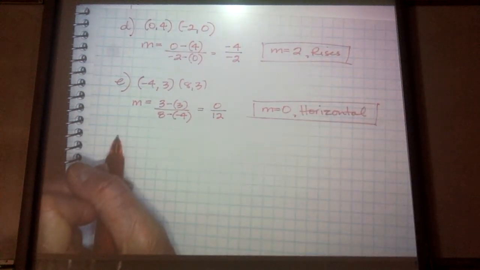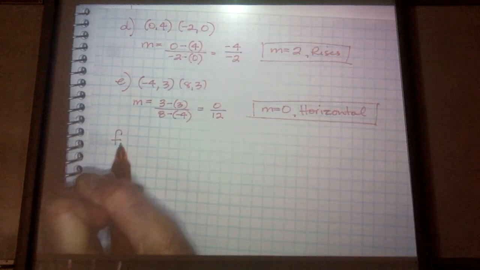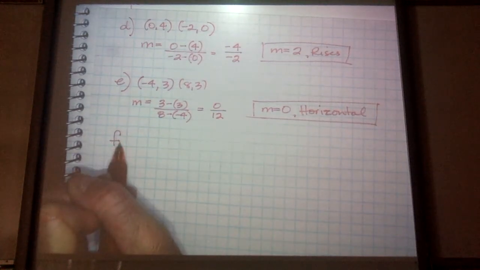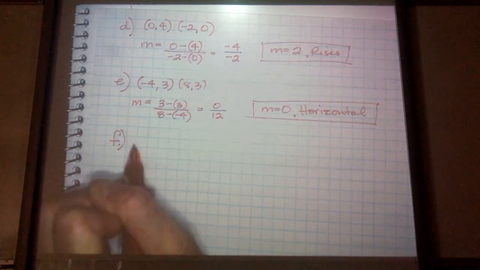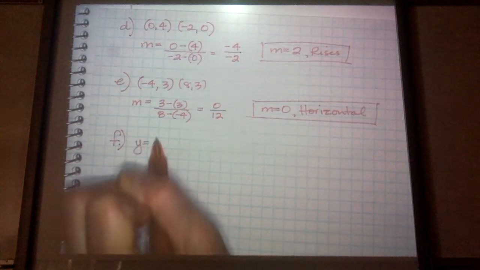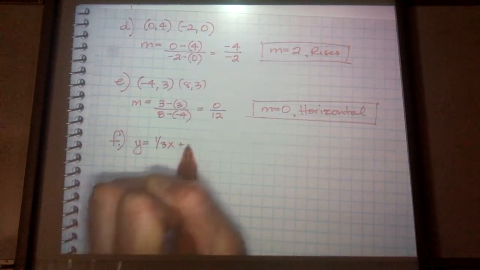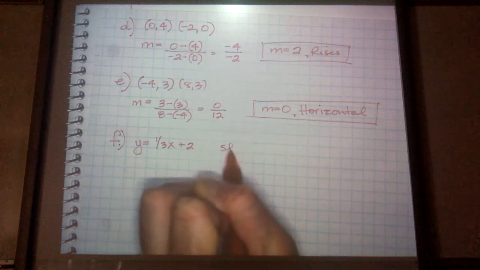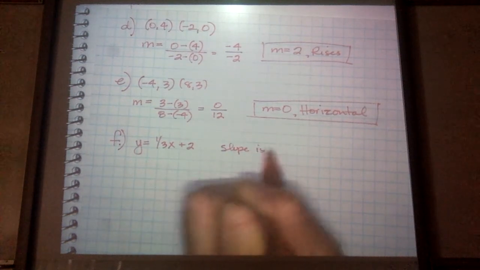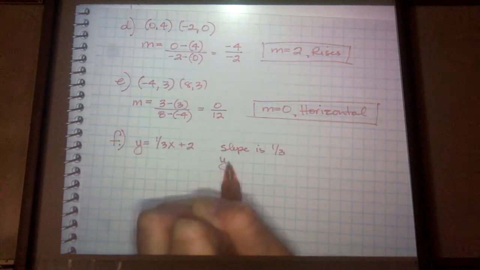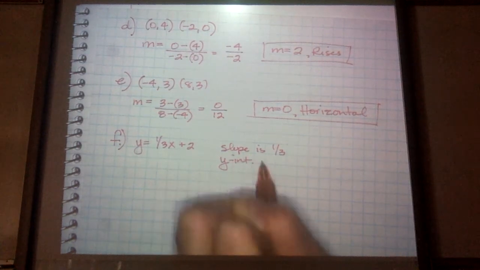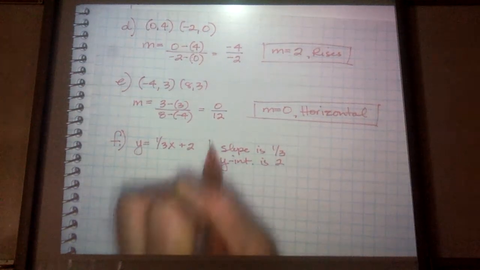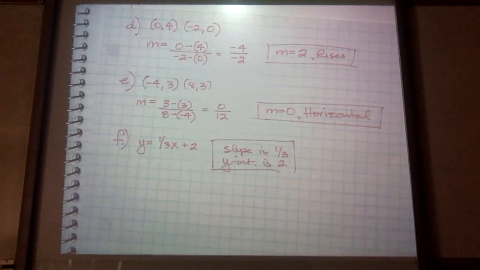And then F. F asks me to identify slope and y-intercept. Easy peasy, right? Slope is 1/3. Y-intercept is 2. And that is it.